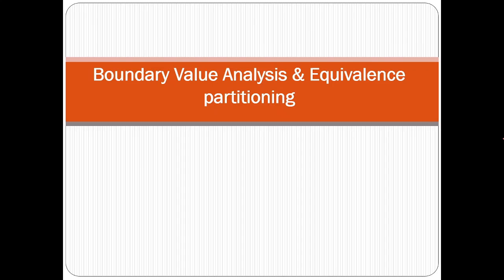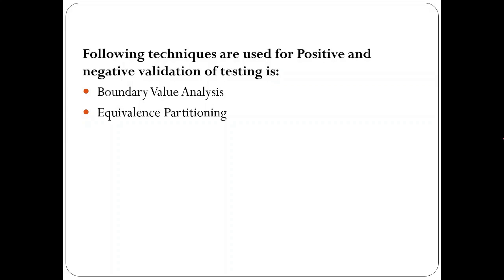So first let us understand. The following techniques are used for positive and negative validation of testing. So these two techniques, boundary value analysis and equivalence partitioning. By these two techniques we will understand which is positive data and which is negative data. Further you will understand how you will find out which is positive data and negative data using these techniques.